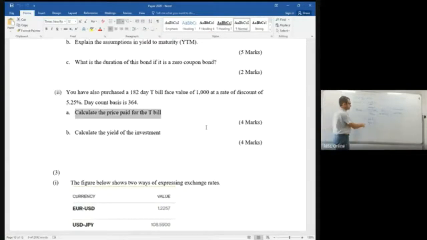$973.75, that's the price. Number of days 182, over 360. You should get an answer slightly higher than 5.25. Correct? This is the easiest way. Is it correct?